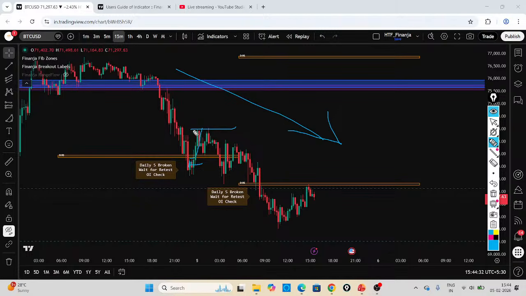But again, there is a lot of fear of missing out. There won't be a proper entry here. That's how exactly your FOMO is controlled. You can see it here, on the running candle itself. So this is one more methodology, and now I'll be jumping into Finanja Fib Zones.